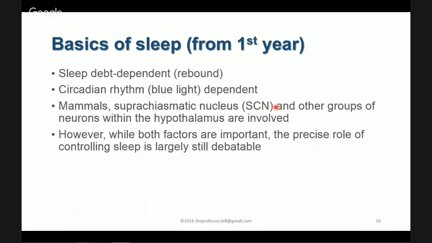So let me talk to you about sleep in general, and how we need sleep, and how we think that it's all circadian rhythm generated, how it's blue light dependent, stuff that you had in your third year or PSL 300 courses.